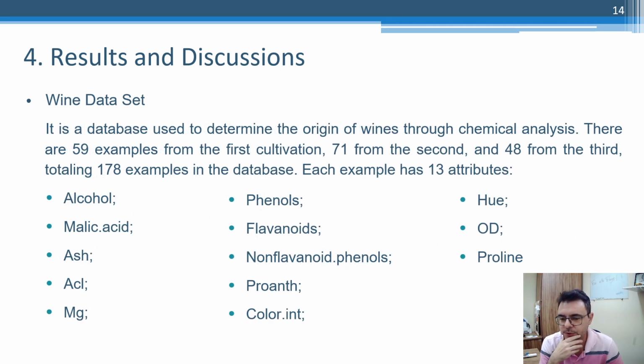Another database used in our work is a wine database. It is a database used to determine the origin of wine through a chemical analysis. There are 59 examples from the first cultivation, 71 from the second, and 48 for the third, totaling 178 examples in the database. Each example has 13 attributes shown above.